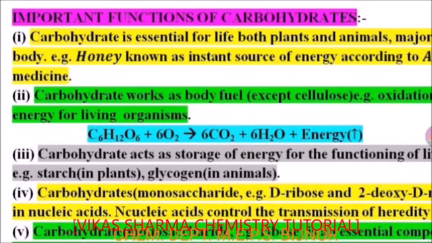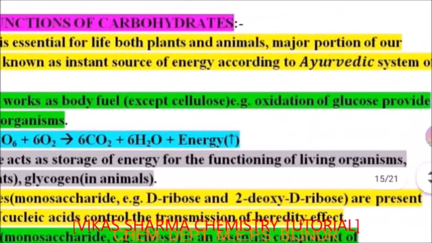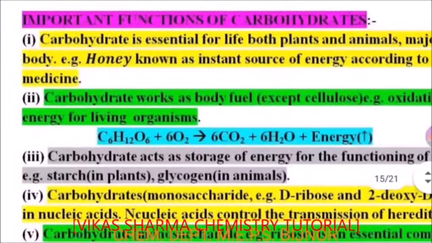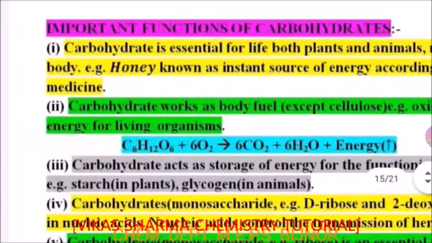The second important function is that carbohydrates work as body fuel, except cellulose, because cellulose is stored in the plant body and makes the rigid part of the plant body, for example the cell wall. Oxidation of glucose provides energy for living organisms. For example, oxidation of glucose gives carbon dioxide, water and energy. This energy is useful for plants and also for animals. So carbohydrates act as storage of energy for the functioning of living organisms. For example, starch is stored in plants and the polysaccharide glycogen is stored in animals.